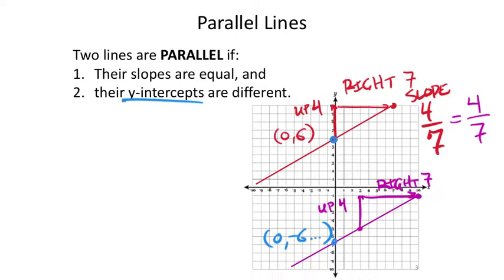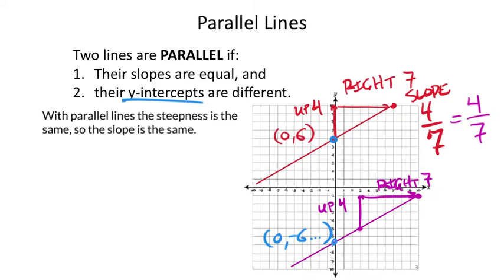But again, we need the slopes to be the same for these parallel lines. And we know that because essentially with parallel lines, the steepness is the same. So the slope is the same. So again, that may be redundant because steepness is slope. But it doesn't matter if it has a positive slope like these two do, or if they're negative, or even if they're straight vertical lines or straight horizontal lines like this.